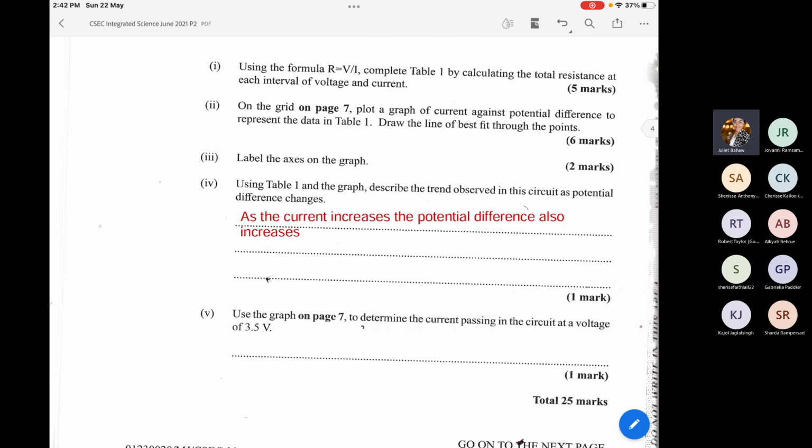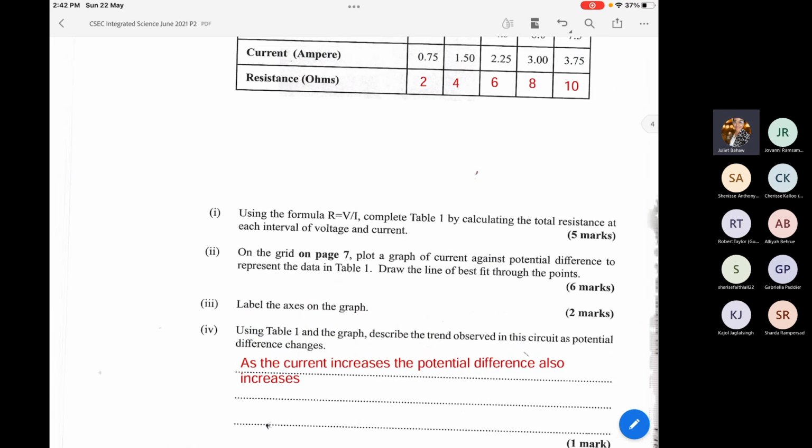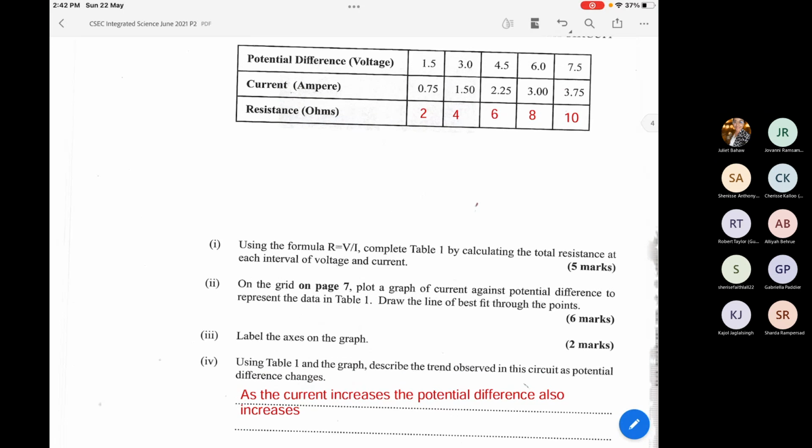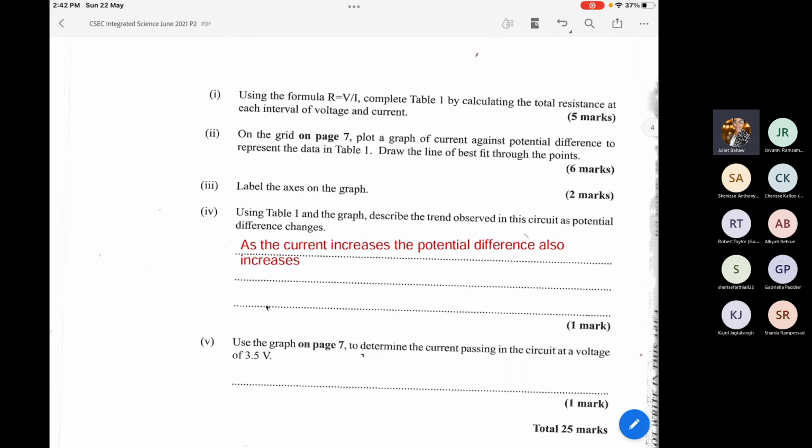Part 4. Using table 1 and the graph, describe the trend observed in this circuit as potential difference changes. Now, if you notice, as the current increases, so did the potential difference. It also increased. And that's just 1 mark.